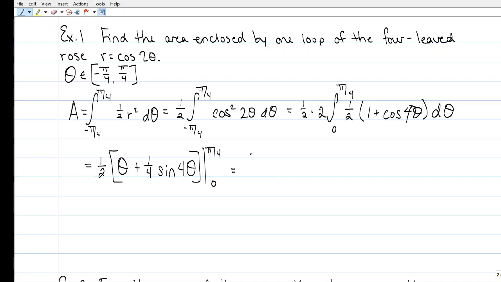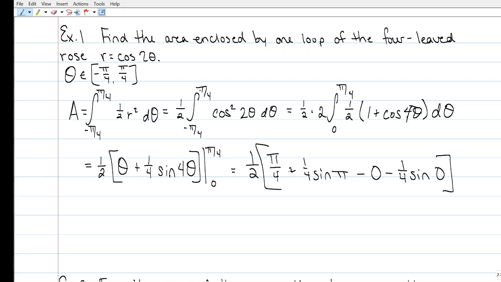So I'll have 1/2 the quantity. Plug in pi over 4 first to get pi over 4 plus 1/4 sine of pi, minus 0 minus 1/4 sine of 0. Well, sine of pi and sine of 0 are both 0. So I'm left with 1/2 times the quantity pi over 4, which is equal to pi over 8. You should have gotten the same answer regardless of which one of the 4 loops of the 4-leaved rose you chose to integrate about.